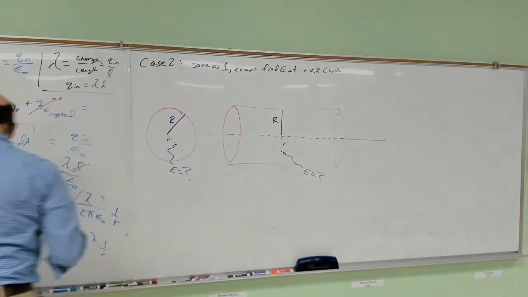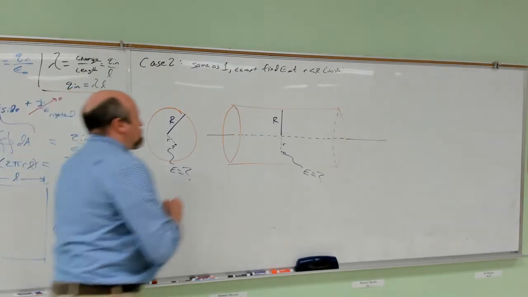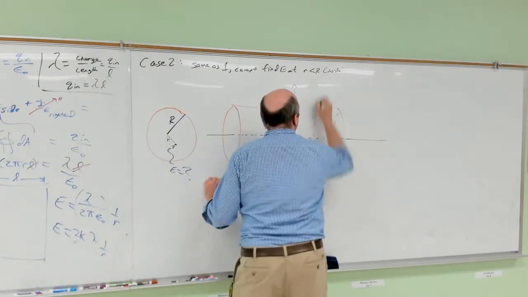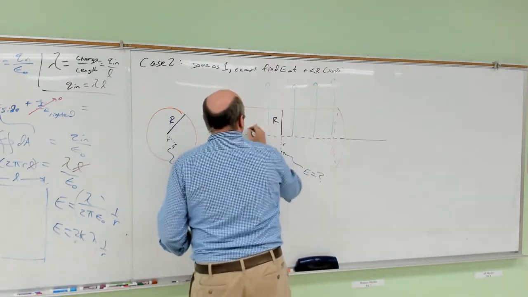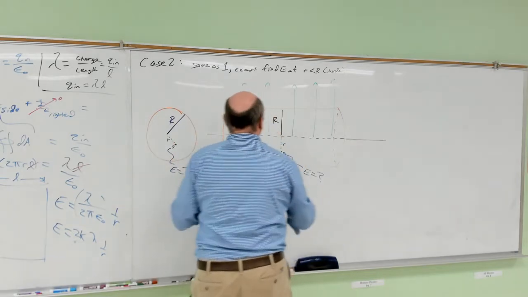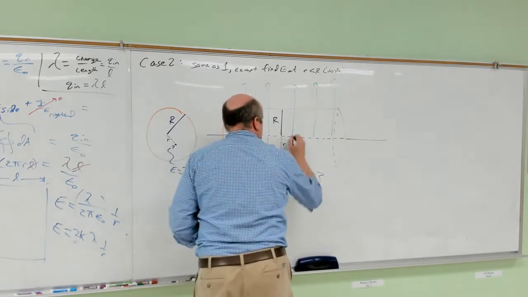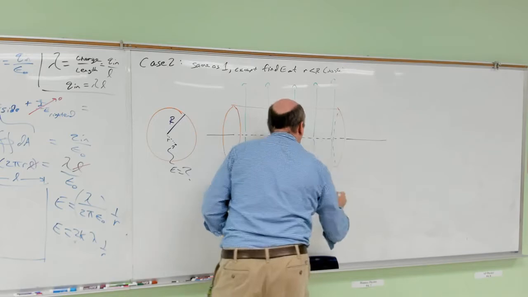Well, again, it helps to visualize what's going on if you draw the field lines in. For this infinite cylinder, this cylinder continues on in both directions. This is not a finite cylinder, it's an infinite length cylinder. I'm just not drawing it. All right, here we go.